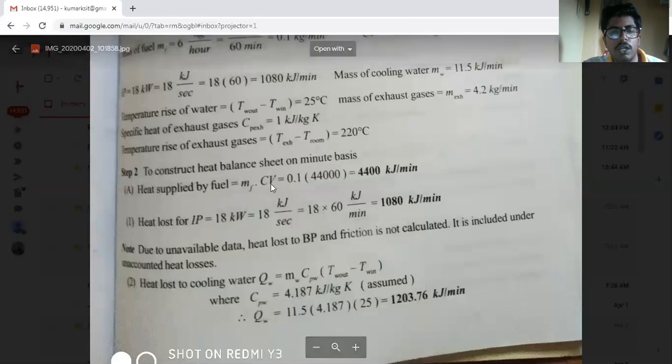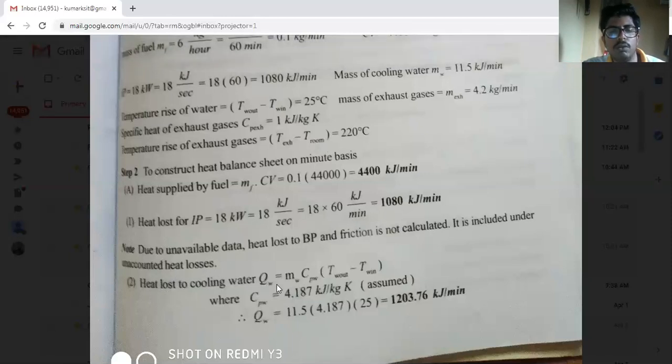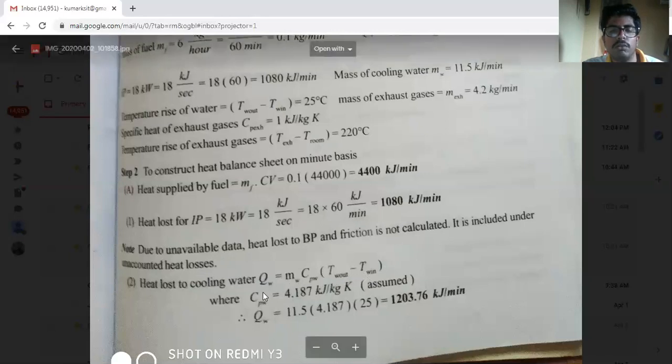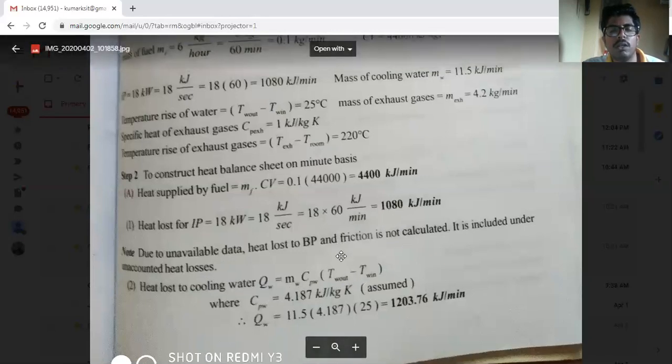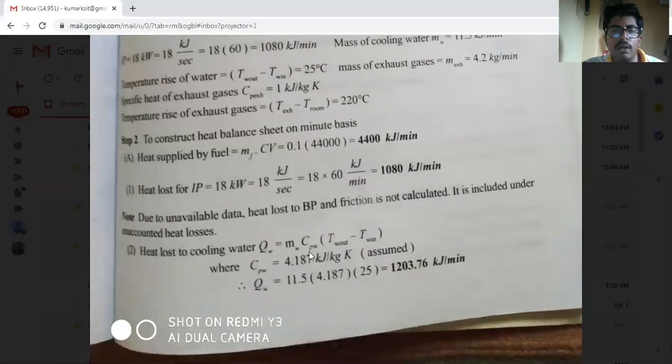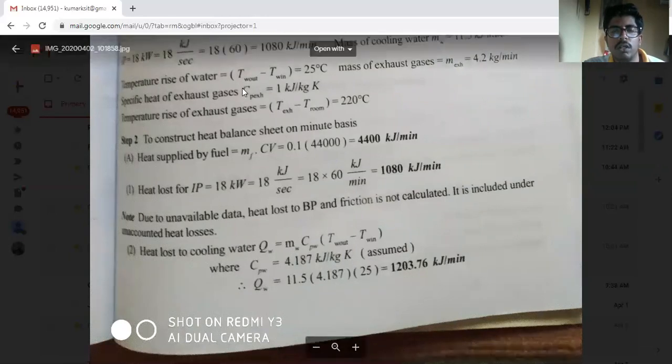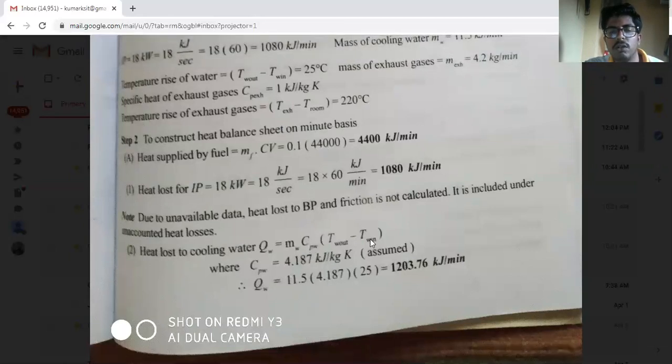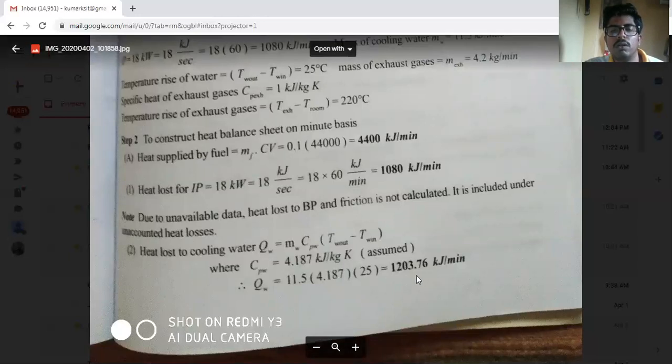Next we can calculate heat loss to cooling water. That is QW equals MW into CPW into (TW out minus TW in). This is the formula. Here CPW is not specified. It is a standard value, 4.187 kilojoule per kg Kelvin, which should be assumed. The mass of water is given as 11.5 kg per minute, and TW out minus TW in is given as 25. Substitute all the values and calculate.